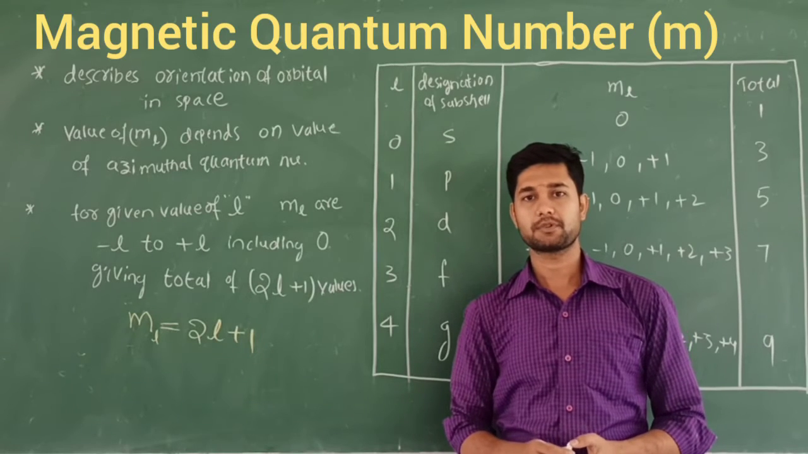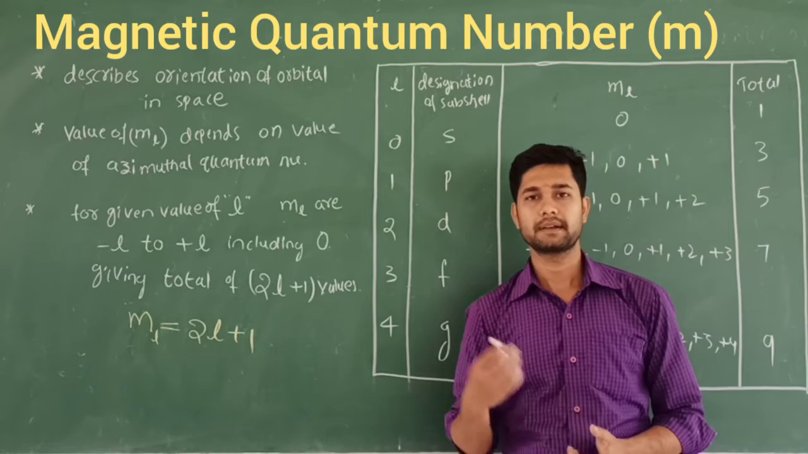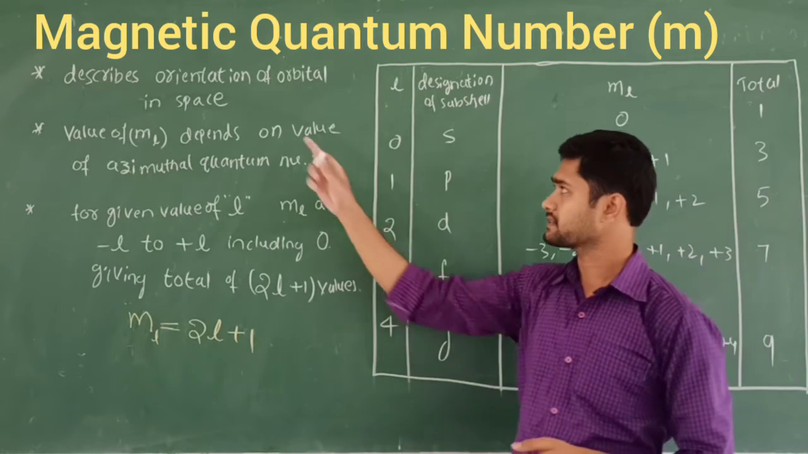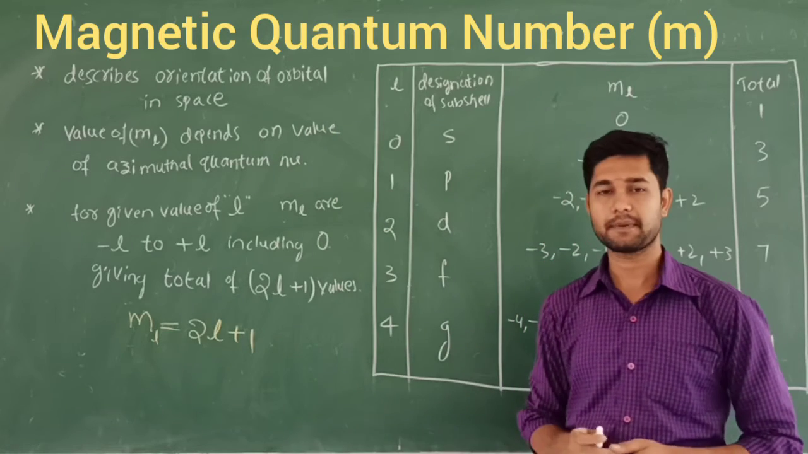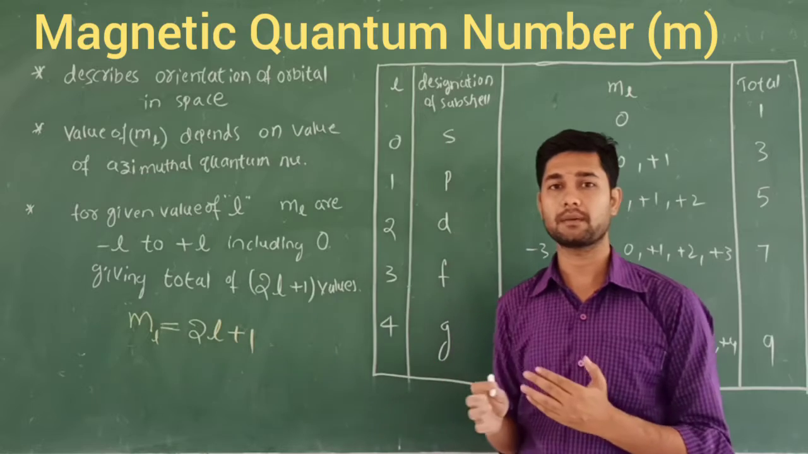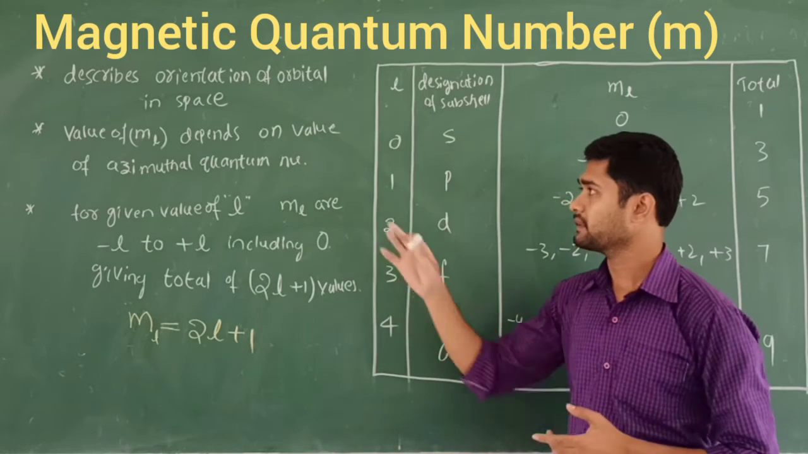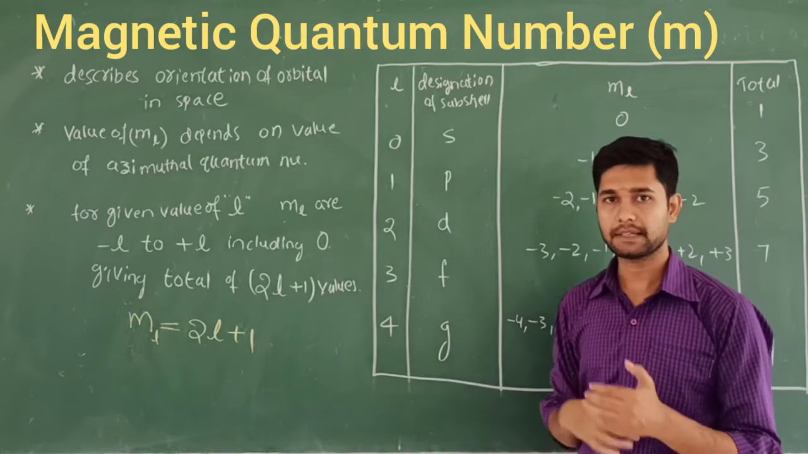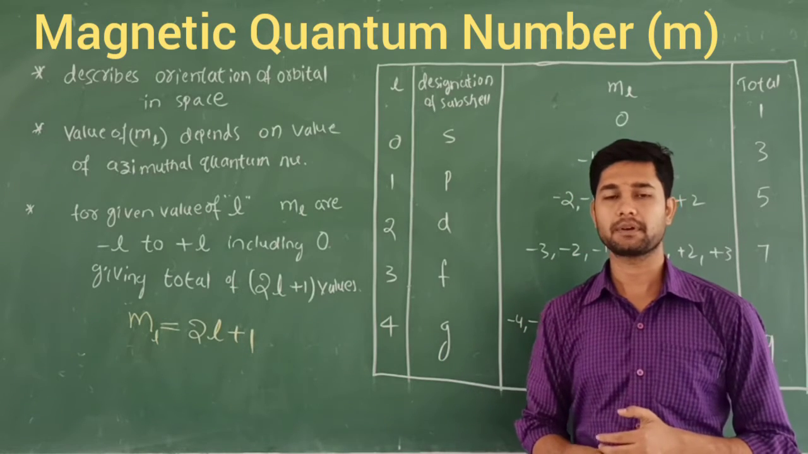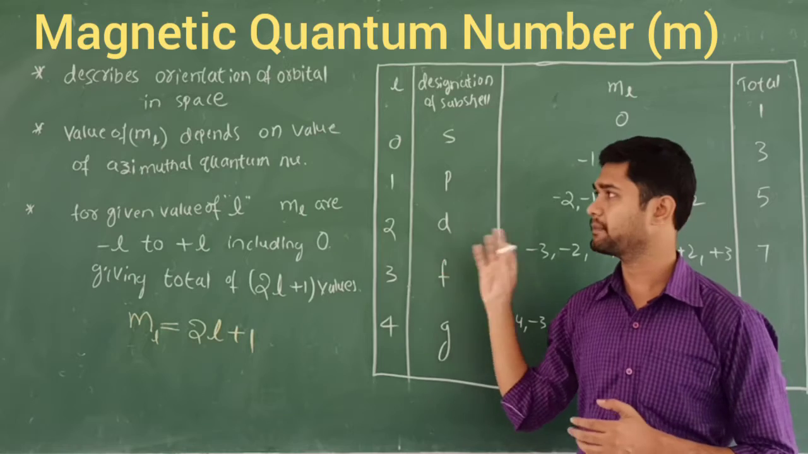Let us discuss the magnetic quantum number. It can be designated as m or ml. It describes the orientation of the orbital in space. How the orbitals can be oriented in space is told by the magnetic quantum number. The value of ml mainly depends upon the value of the azimuthal quantum number. Let us explain how it depends.